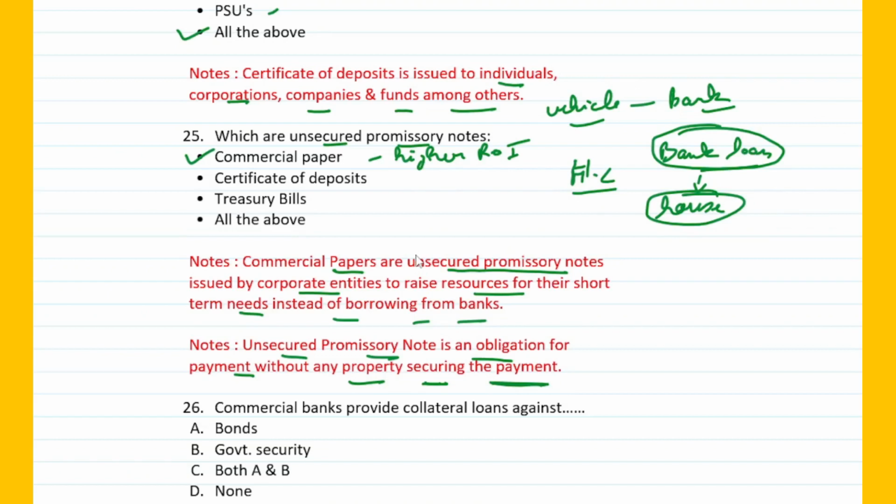But certificates of deposit or T-bills are issued by banks or the government, which is considered a very safe instrument. Hence it is not unsecured. So the correct answer should be commercial paper, right?